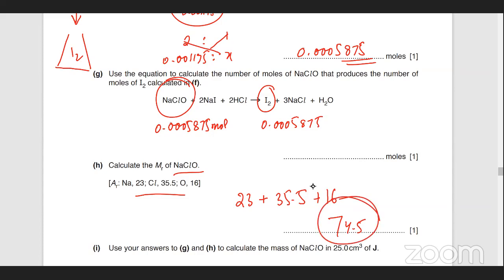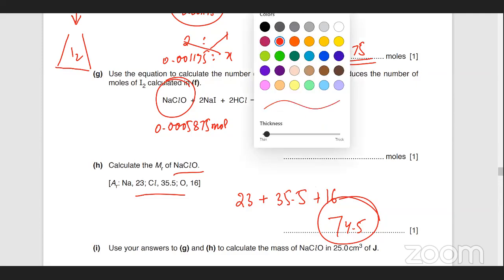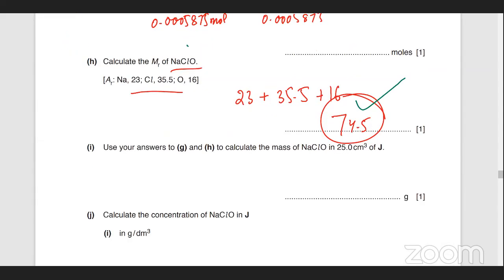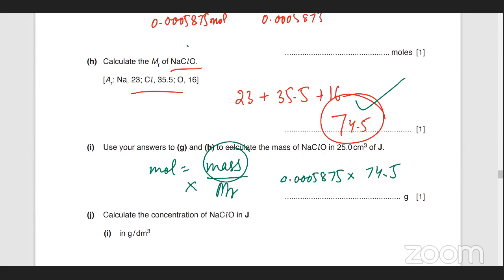तो अगर NaClO के मोल्स भी पता लग गए, which we have found over here, और MR भी पता लग गई है, तो mass निकालना तो कोई मसला ही नहीं होगा। Calculate the mass. तो फॉर्मूला क्या होता था? मोल्स इक्वल टू mass over MR. तो mass अगर निकालनी है तो it's going to be moles multiplied by MR. The moles are given as 0.000587, multiply that by 74.5.